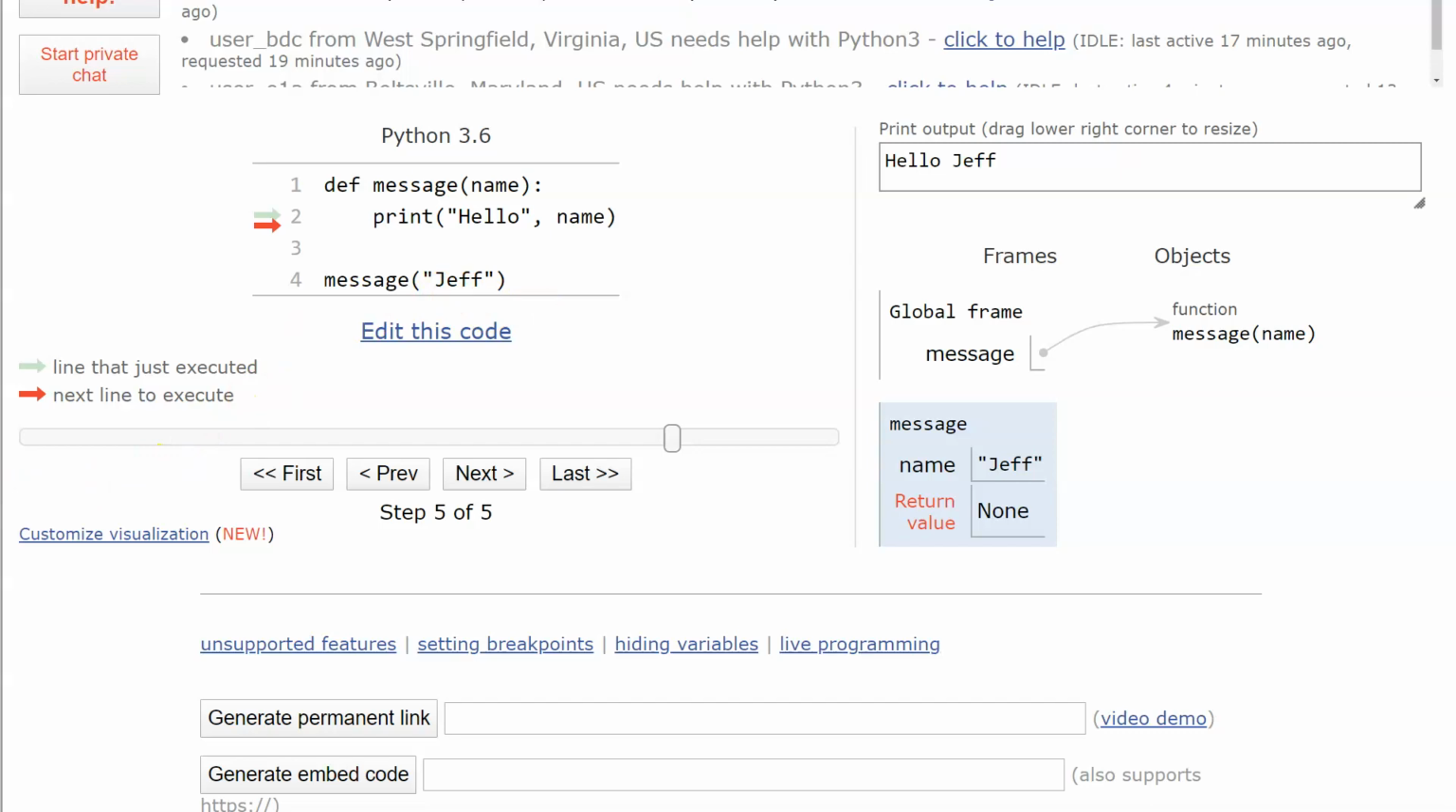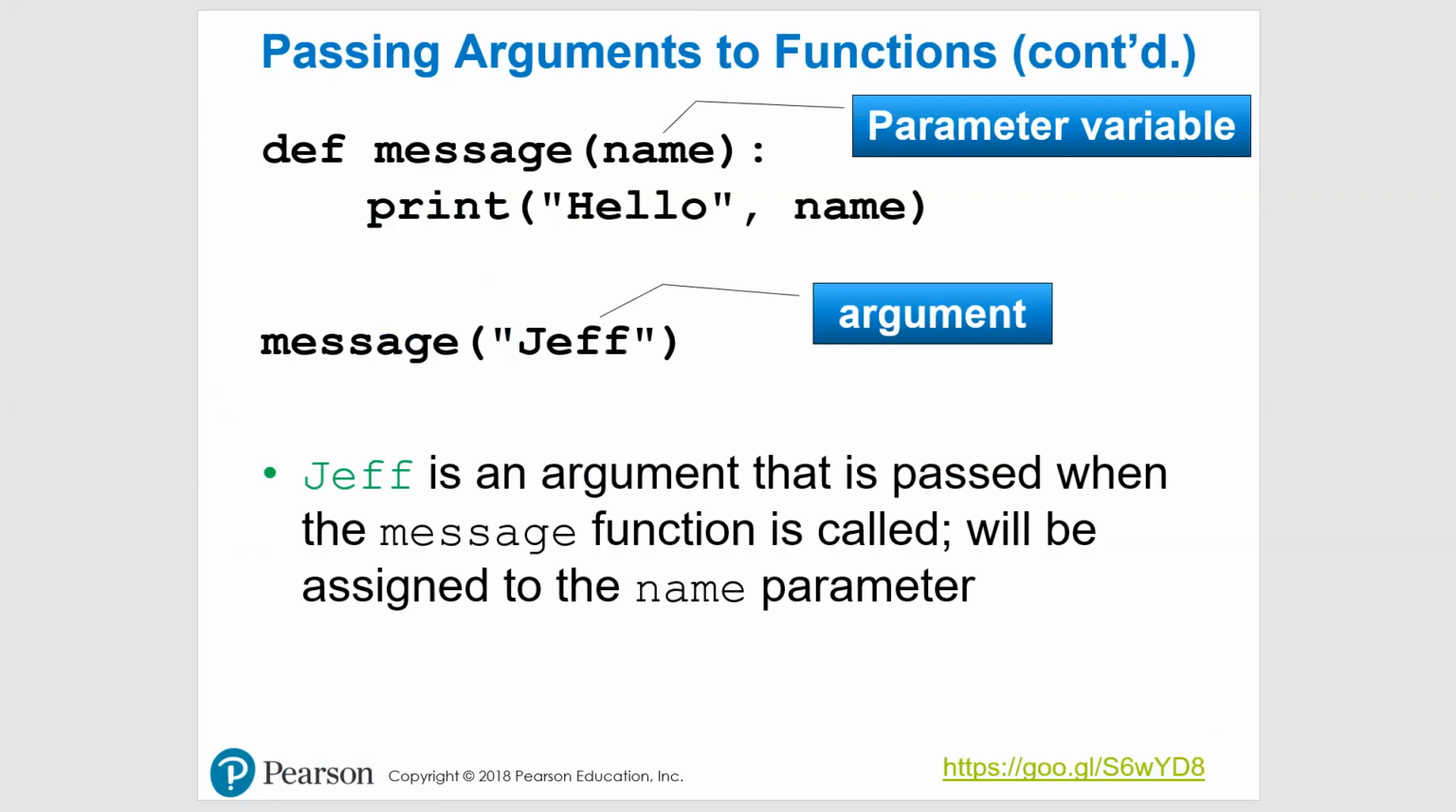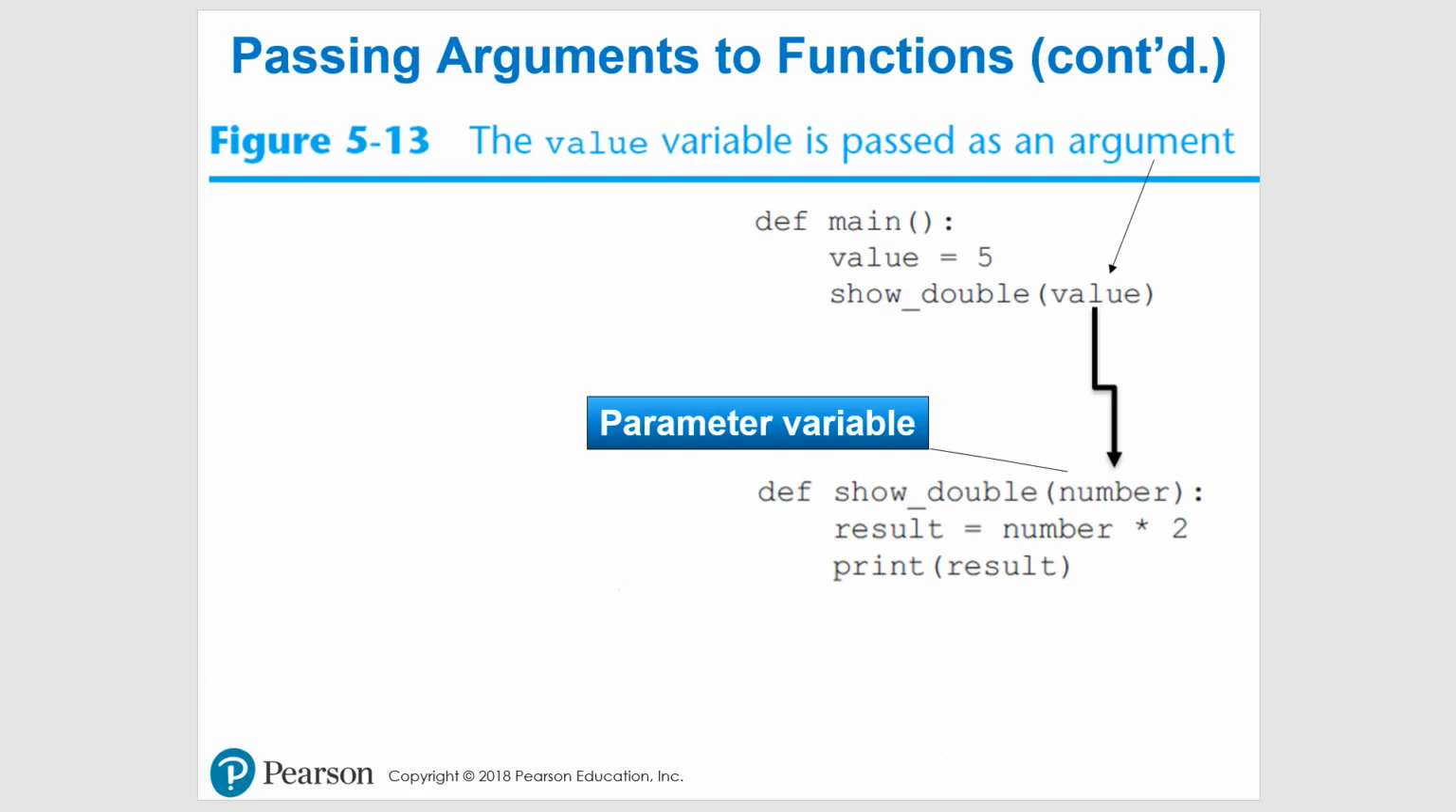All right, so let's go back over here real quick and look at a few other things. In this one, for our argument, we just sent a string literal, Jeff, but we could also send a variable through there, and that's typically what you'll see. So if we take a look at this particular code, here's our main being defined. We have value as a variable name equals 5, and then show double. As we come down here, you can see show double is another function, and we're sending this particular value variable. That's our argument, okay? And it's referencing the value 5.